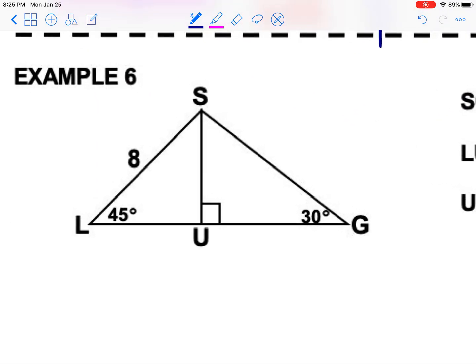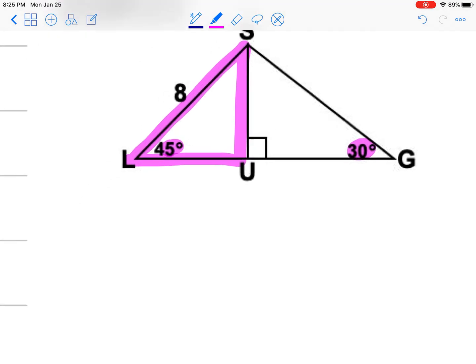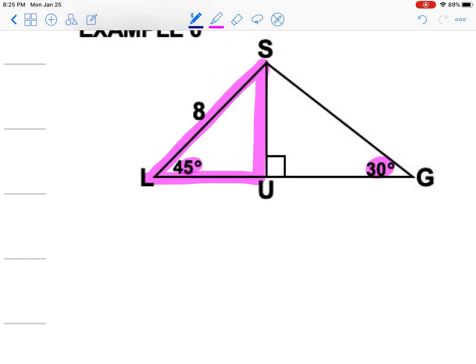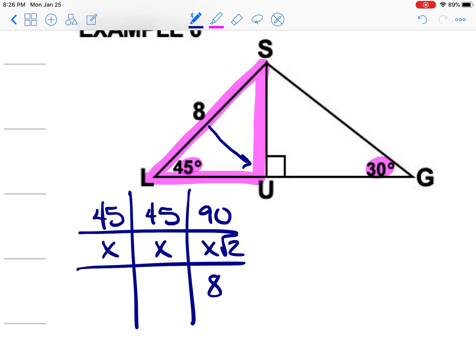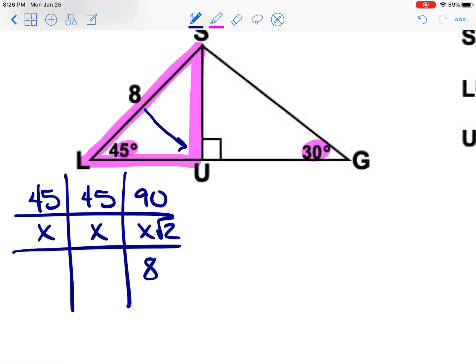We look at this one here, and we see that not only do we have a 45, but we also have a 30. So we're going to use both of our charts to solve our missing side lengths. So we're going to start here on this triangle because it's the one with the information. So over here to the side, we're going to make our 45-45 chart. And if you forgot what those labels are, x, x, x square root of 2. We know that the 8 is across from the 90, so we would put that here. That doesn't look like what we want it to, so we would set up our equation. X square root of 2 equals 8.